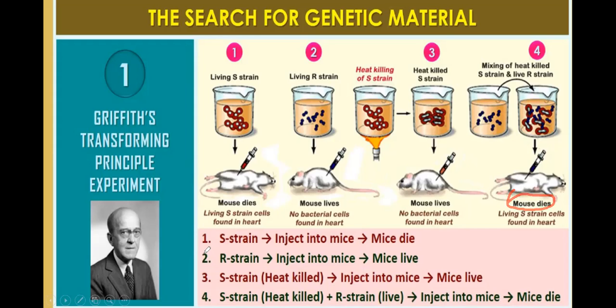So he created four conditions. Condition one: S strain injected into mice, and mice die. R strain injected into mice, mice live. Heat-killed S strain injected into mice, and mice live. Then heat-killed S strain plus live R strain injected into mice, and mice die.